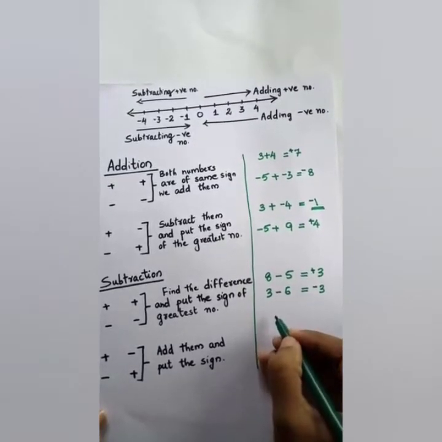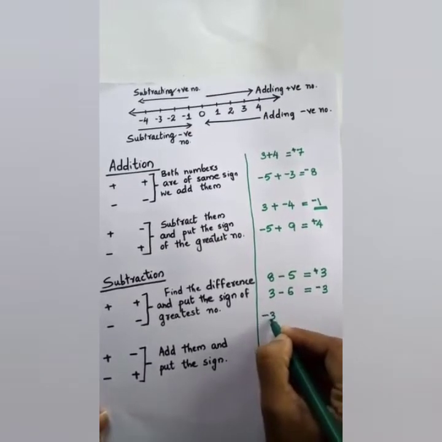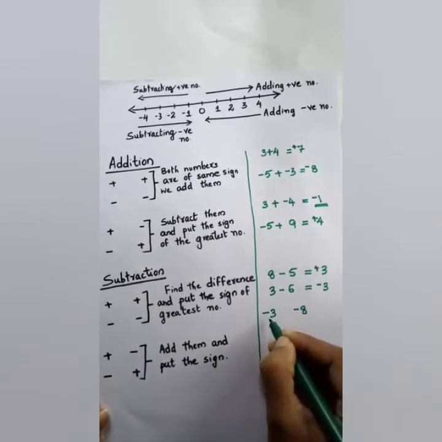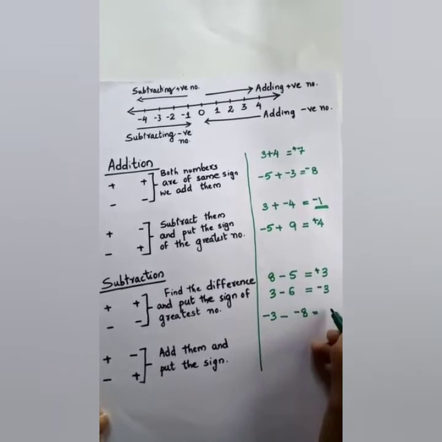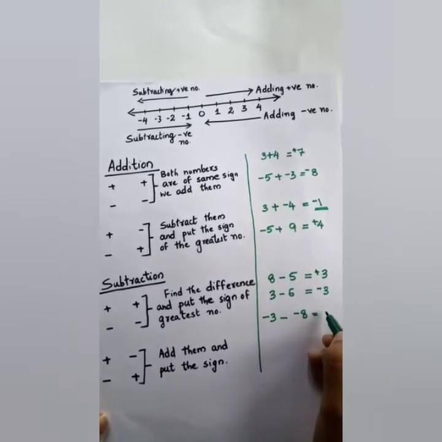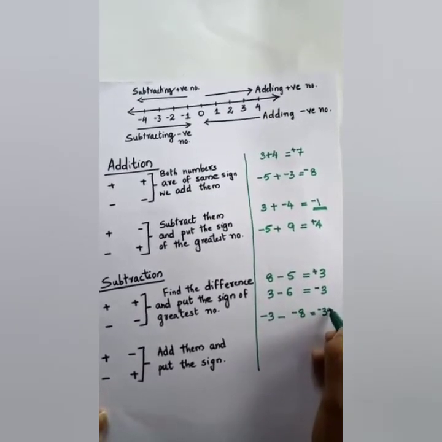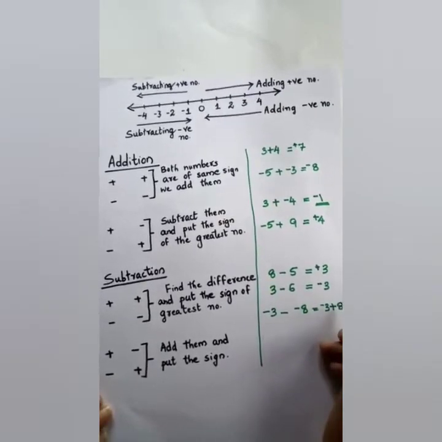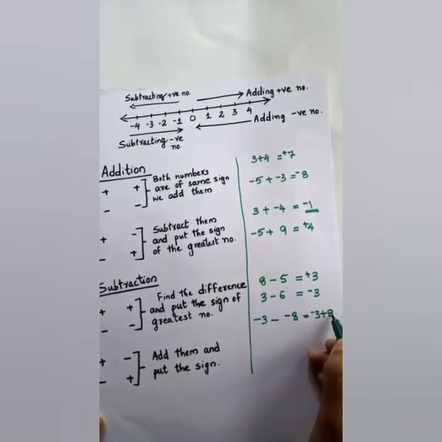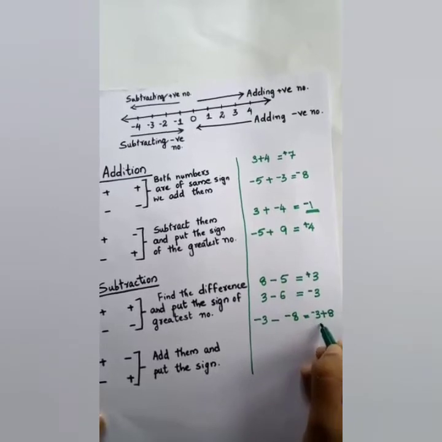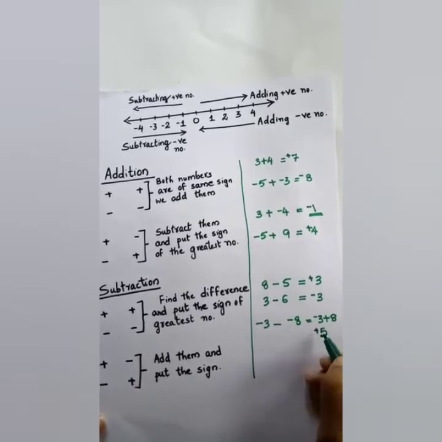Now, if we are doing the subtraction of two negative numbers, consider the numbers minus 3 and minus 8. If we are finding the difference of these, what will we do? This will be minus 3, minus into minus will become plus, then 8. What will we get? It will be 8 minus 3. What will we get? We will get 5. And what will be the sign? It will be the plus sign.